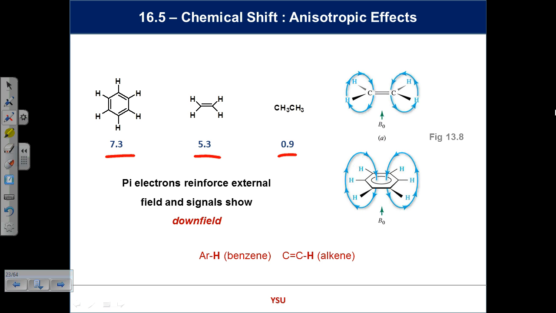Now, you don't even need to worry about the physics of this. It's all to do with the effect of the pi cloud and how that affects the external magnetic field and the interaction with it. What you are concerned with is the manifestation on the graph. Where does it show, and how can I use that to work out problems? So if we see something around 7, chances are it's one of these ArH, which is defined on your chart there. It'll be a benzene ring of some kind.